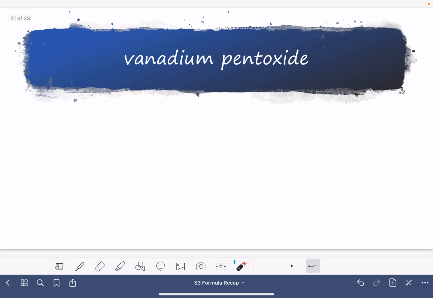This one here, vanadium pentoxide. So vanadium is V, and pent, this prefix means 5. So that means I'm going to have 5 oxygens. No using SVSDF, no working out valencies, just from the name.